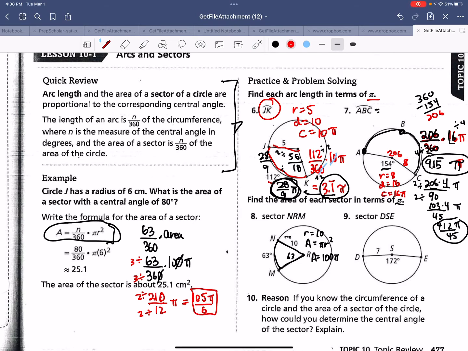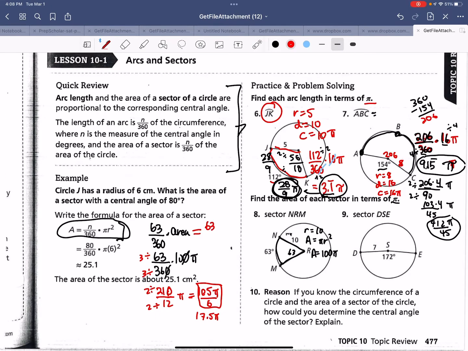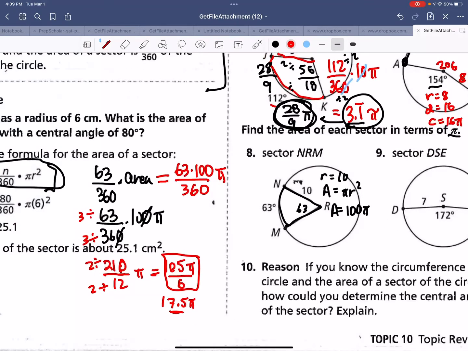If I turn this into a decimal, 105 divided by 6, I get 17.5 pi. Let's start back here. Did I get 17.5 pi when I started? So 63 times 100 divided by 360. Did I get 17.5 pi? Let's figure that out. 63 times 100 divided by 360. Yeah, I get 17.5. So this is my answer reduced. This is my answer as a decimal.